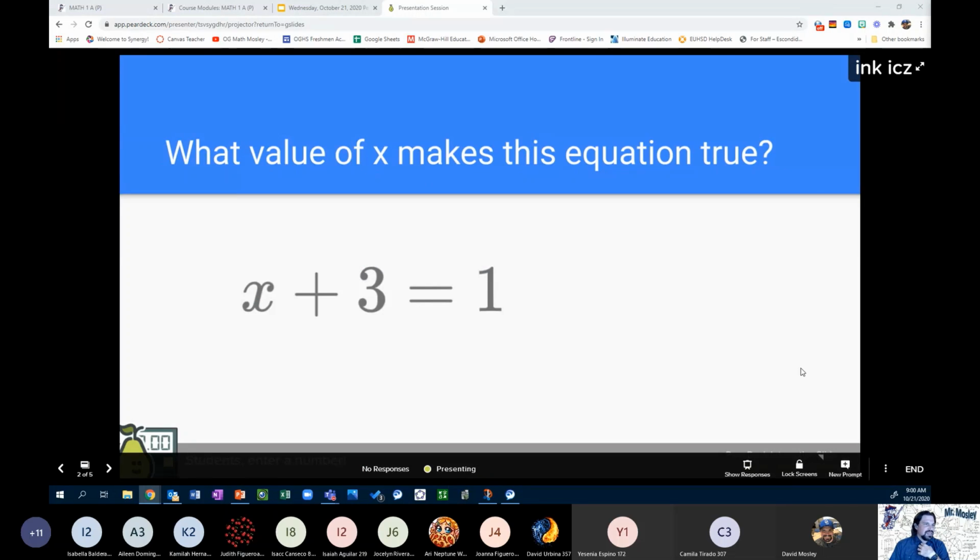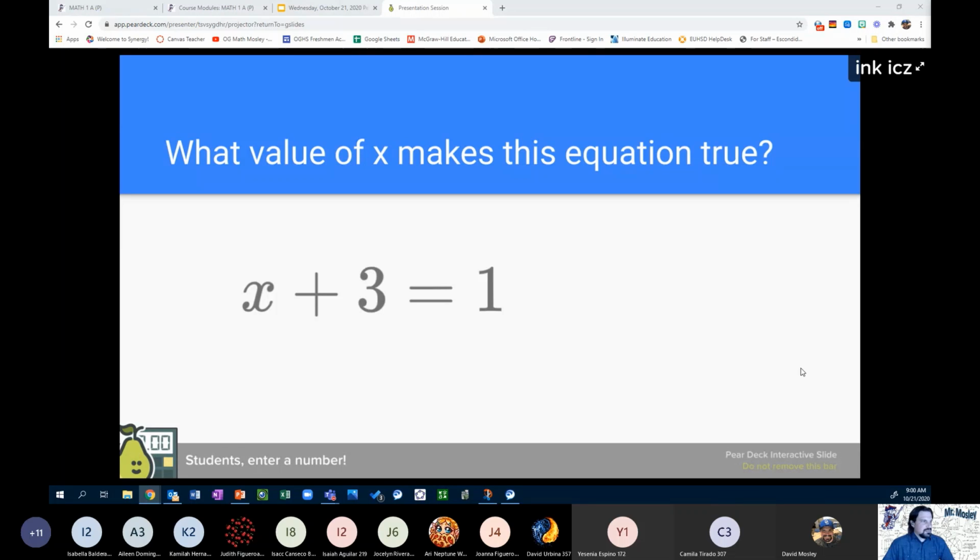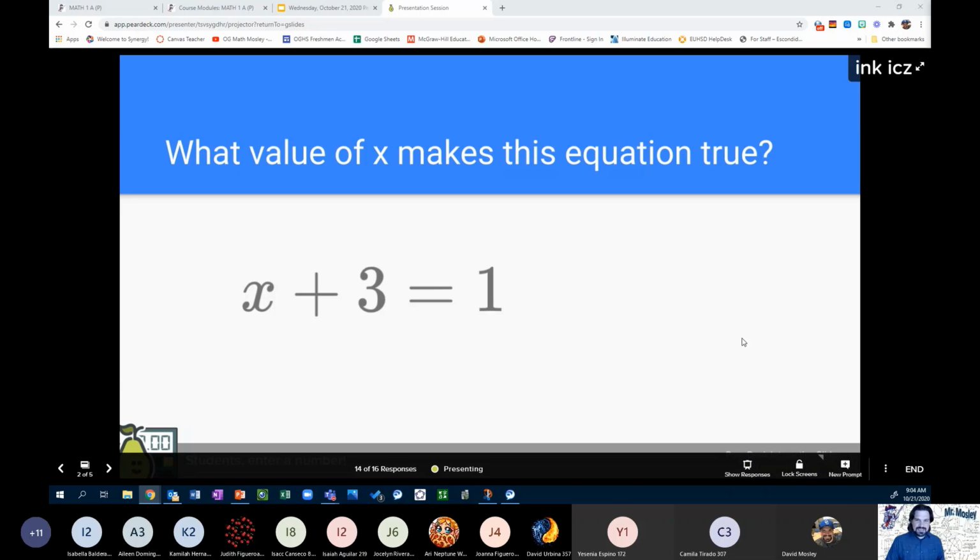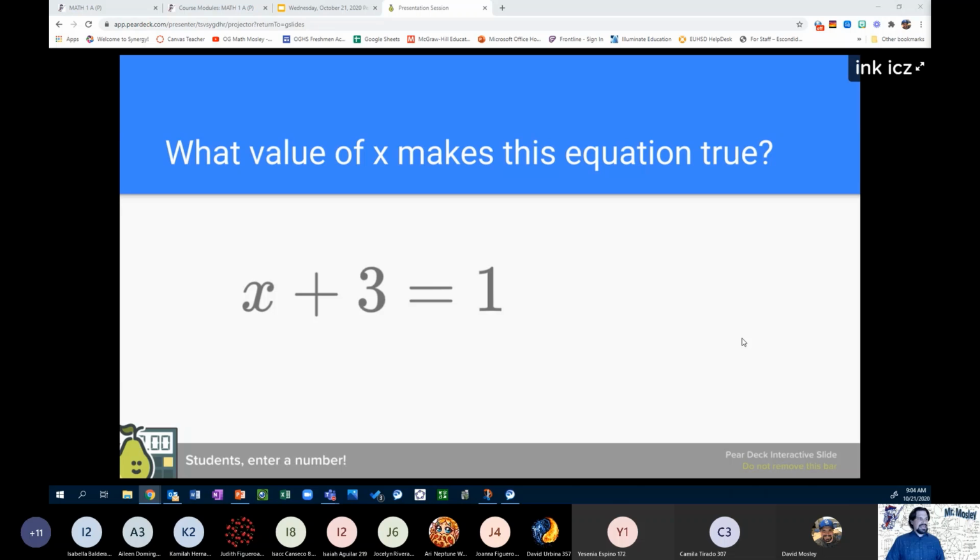First one, what value of x makes this equation true? For this, use some reasoning. You might need to do some guess and check. That's okay. But what value of x makes this equation true? We have x plus 3 equals 1. Alrighty. So, in this case, the correct answer, or the value of x that makes this equation true, is -2. Okay, -2 plus 3 will equal 1.